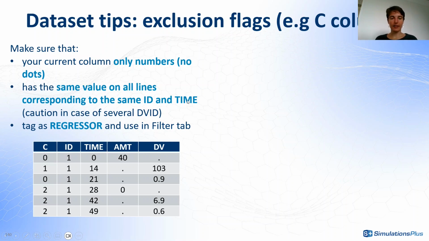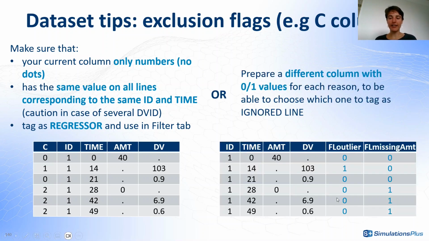Sometimes you have several observation ID at the same time for the same individuals, and you want to exclude only one of the two. In that case, it's actually easier to prepare several columns that correspond each to a different reason. For example, here 1 is actually an outlier, and then all these 2, I want to exclude them because I have a missing amount. In that case, I create one different column for each reason that contain only 0 and 1 values, and then I can tag this column as ignored line. This would be a second option.